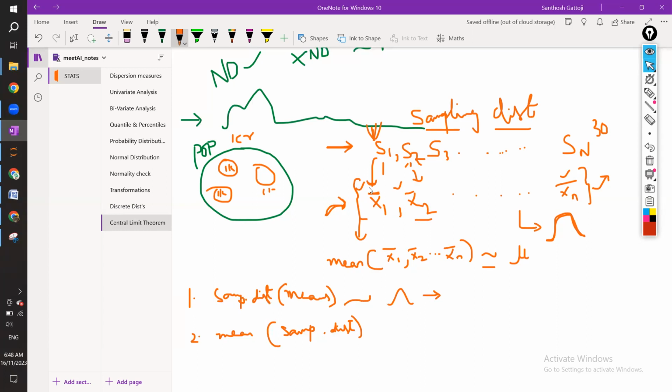Now these are 30 points. So again, you can calculate a mean, sum all of this by 30. That value will be almost equal to the population mean. The mean of the sample means. Mean of the sample means.